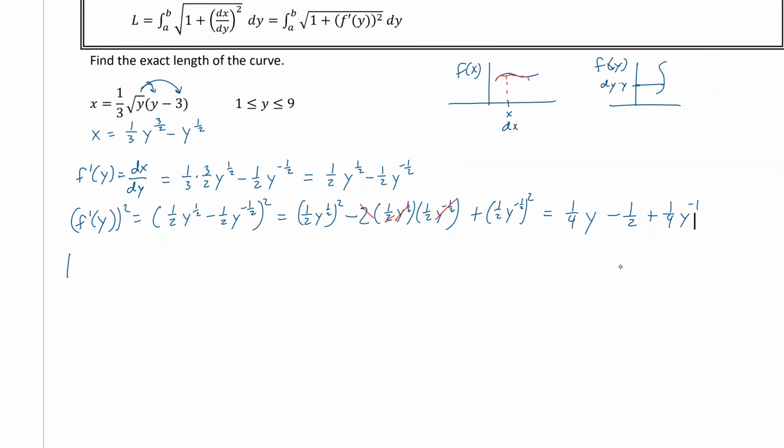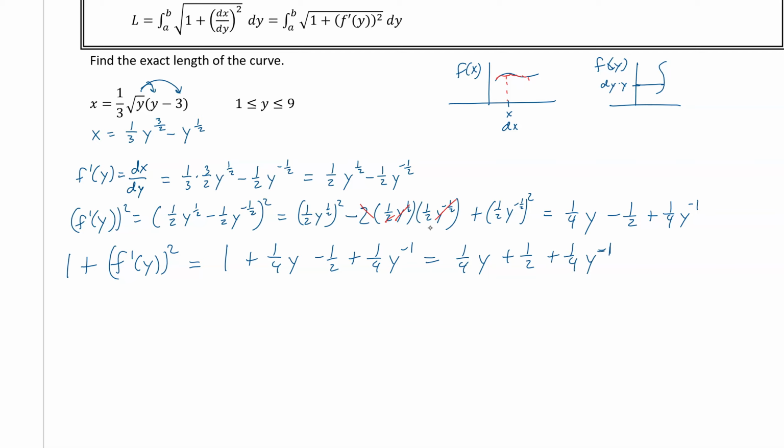And now we move on to the 1 plus. And there are multiple ways of doing this. You could have said, I want to add these fractions together and make something else and then square them. It's going to work perfectly fine. So this is 1 plus 1/4 y minus 1/2 plus 1/4 y to the negative 1, which is equal to 1/4 y plus 1/2 plus 1/4 y to the negative 1.